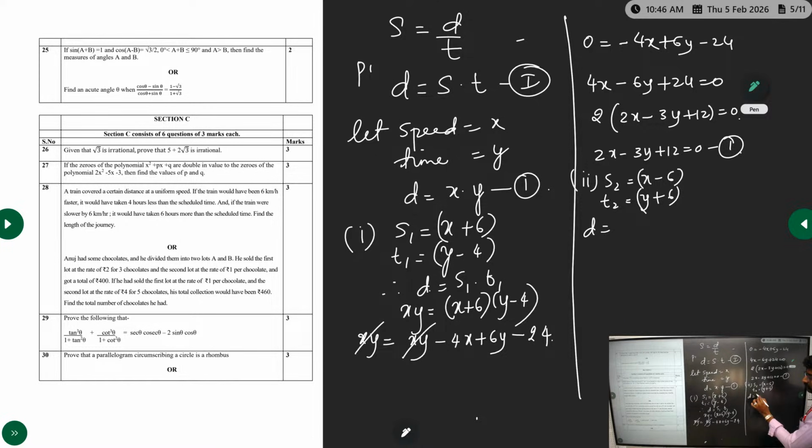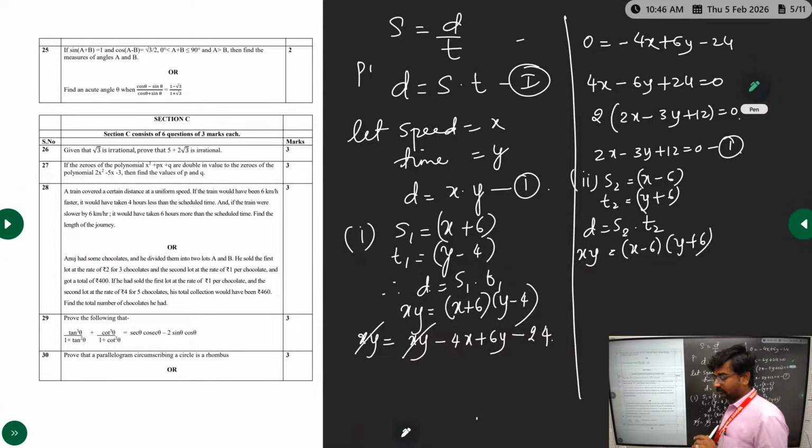So D will be equal to S2 into T2. D value is xy, S2 value x minus 6, y plus 6. Don't get confused. It is in the form of (a plus b)(a minus b)... because x and y are different variables, the same algebraic identities apply. And now tell me what is the equation here? x minus y minus 6. Good.